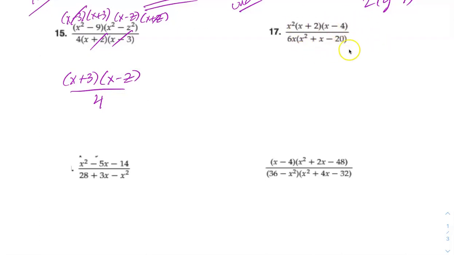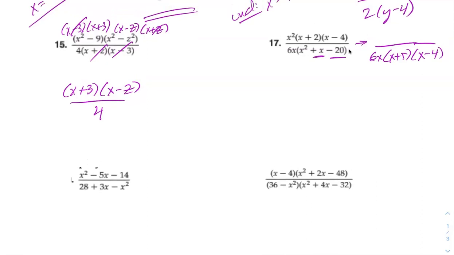17. Let's factor the bottom. So I need two things to multiply to get negative 20. That would be 4 and 5. And it would be a positive 5 because the middle number is positive, so the bigger number gets the positive. So x plus 5 and x minus 4. It is negative 20, so there'll be different signs. We'll do the top the way it is.